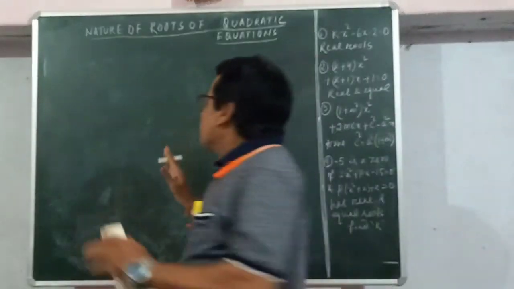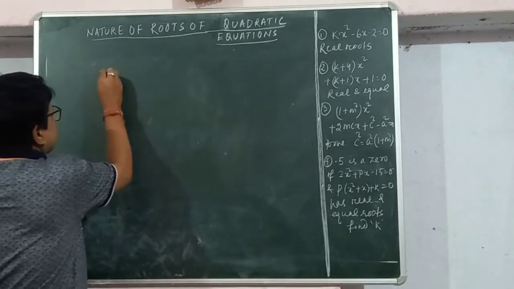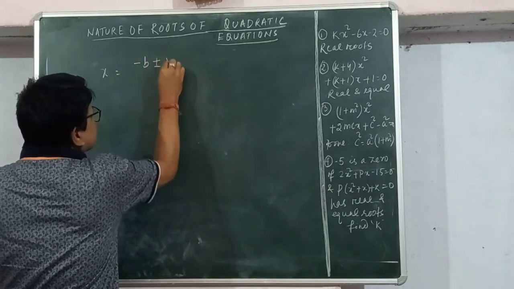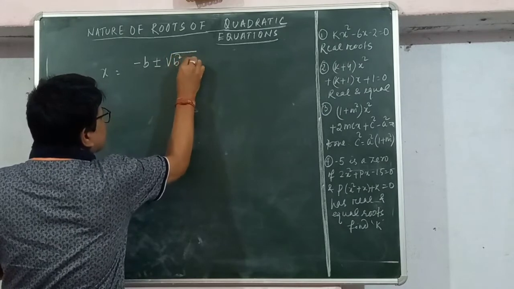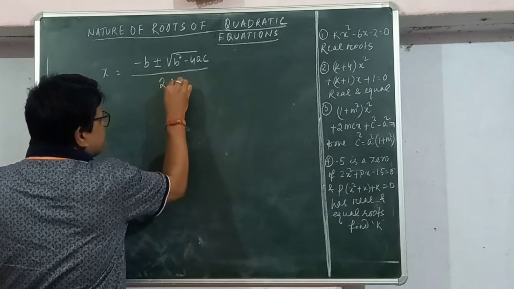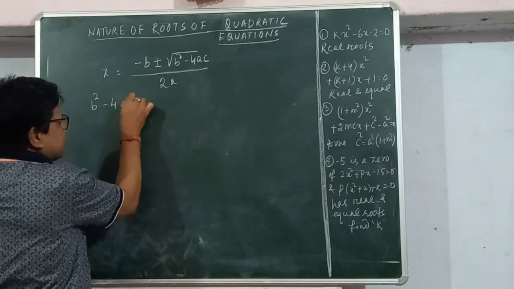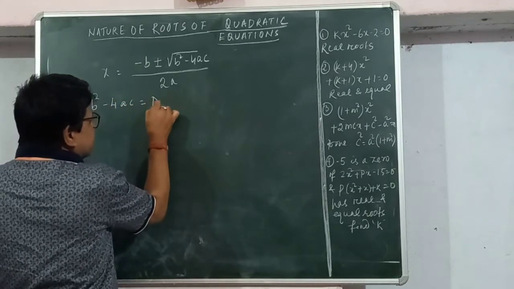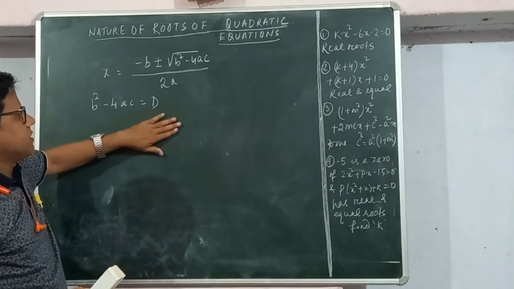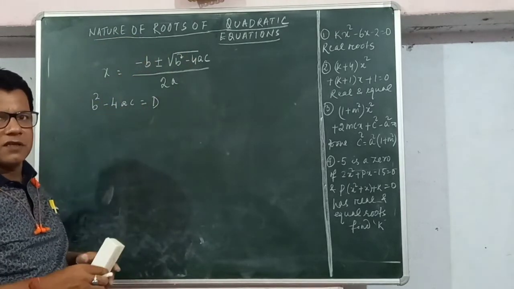As you know, in the first session I discussed the quadratic formula, which is given by x is equal to minus b plus minus root over b square minus 4ac divided by 2a, where b square minus 4ac is known as the discriminant, denoted by D. According to the value of D, the nature of the roots of the quadratic equation depends.